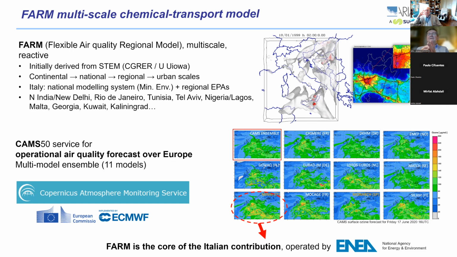You have Chimère, the French one, the Danish one, EMEP from Norway, URAD from Germany, Lotos from the Netherlands, Match from Sweden, Mocage from France, another French guy, Monarch from Spain, the one from Baldassano's former team, the Barcelona Supercomputing, Silam from Finland, and Minni, Italy, is FARM.